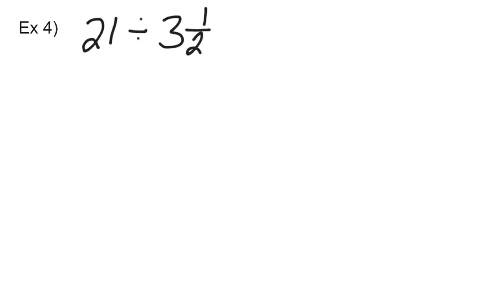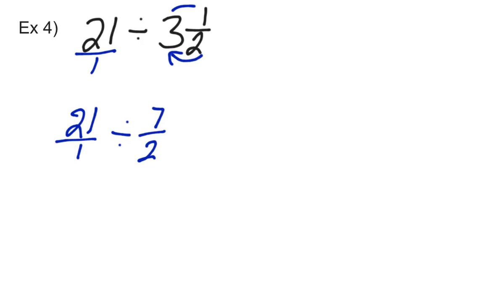Here's one for you to try. Okay, I'm going to do one thing for you here first to get you started. The 21 I'm going to write over 1. So this is 21 over 1 divided by, and I'm going to make this improper. 2 times 3 is 6, plus 1 is 7 over 2.